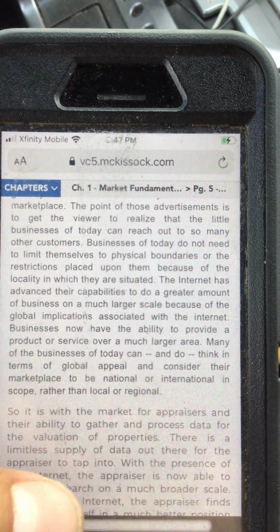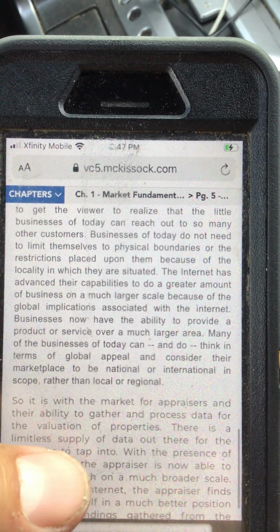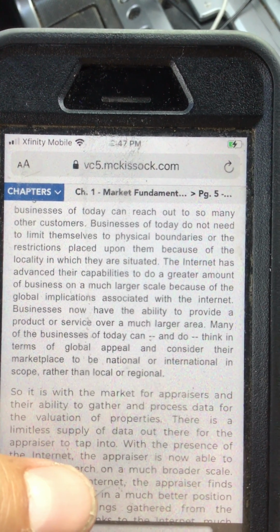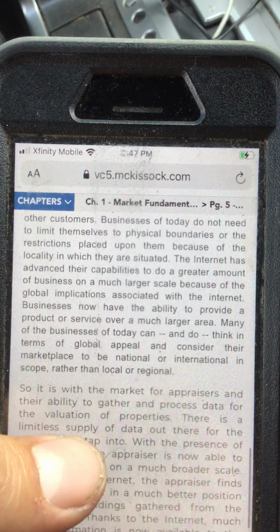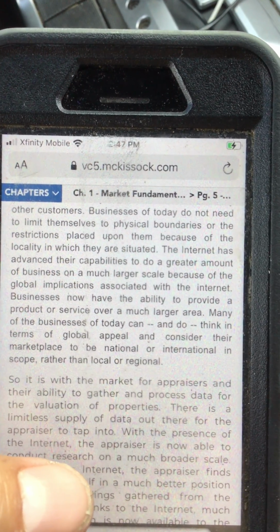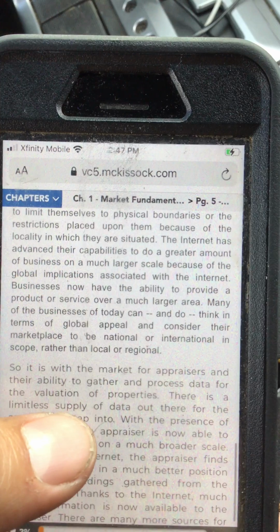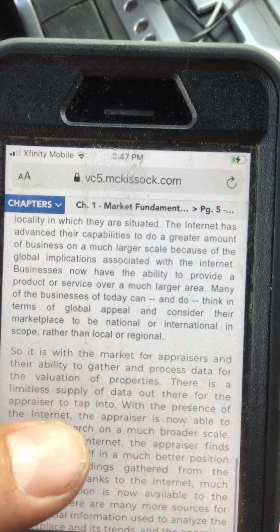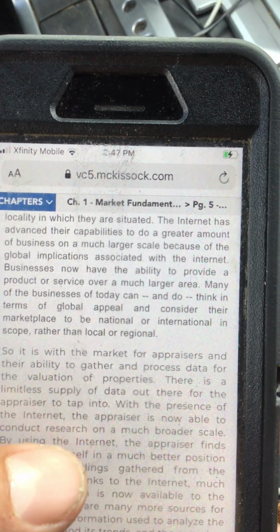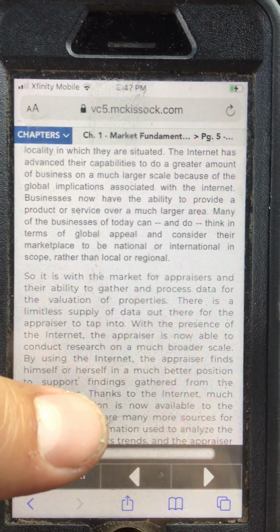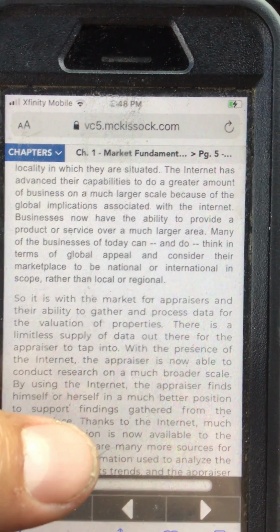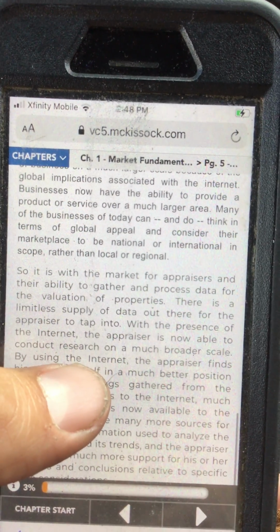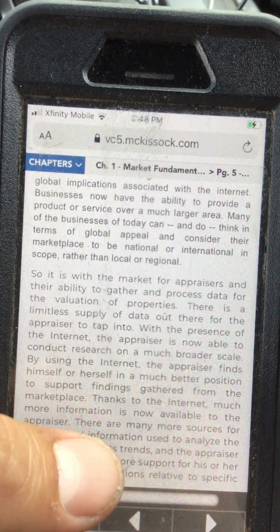The point of those advertisements is to get the viewer to realize that the little businesses of today can reach out to so many other customers. Businesses of today do not need to limit themselves to physical boundaries or the restrictions placed upon them because of the locality in which they are situated. The internet has advanced their capabilities to do a greater amount of business on a much larger scale because of the global implications associated with the internet.